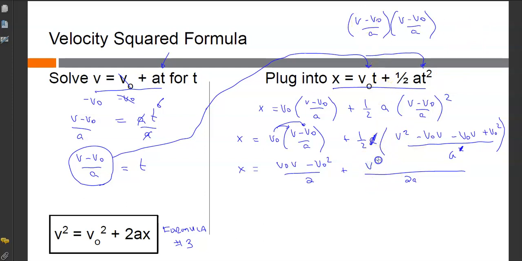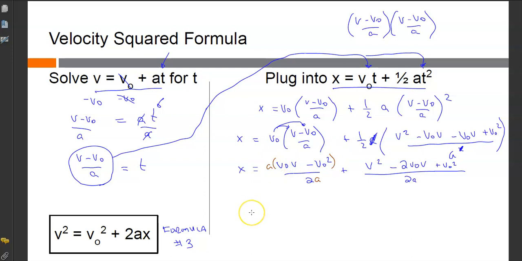So this will be v squared minus 2v naught v, adding those two terms together, plus v naught squared, like that. You can see I've got two fractions, and I'm trying to add them together. I need a common denominator, right? So all I have to do is get 2a for both of these things. Here's a 2a. This one's only got 2. So I need to multiply this by a, and I need to multiply up here by a, like that.